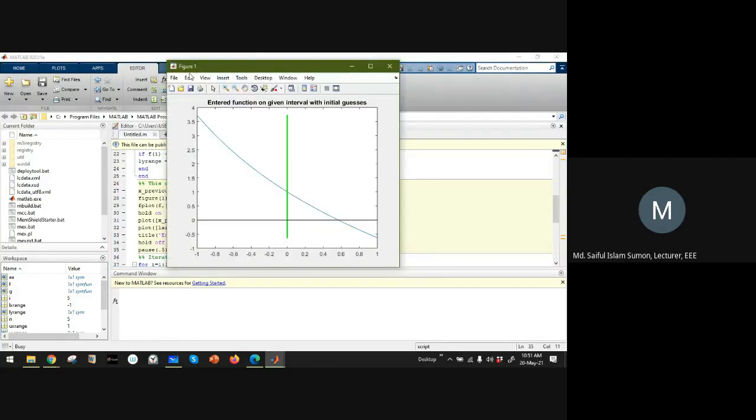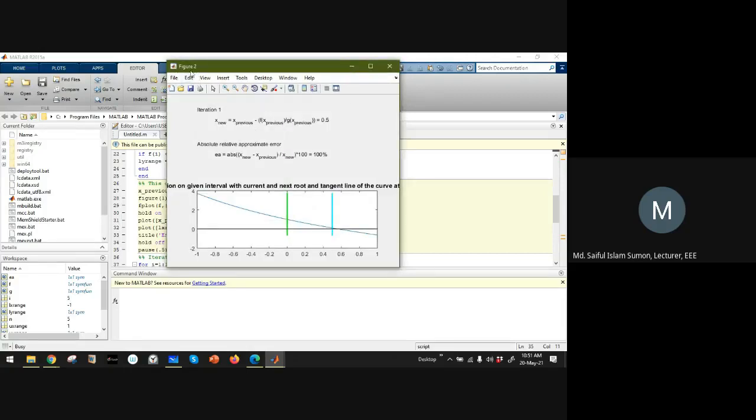So you can see figure 1 is there, and there only we have drawn all these things that have been shown to you right before. So figure 2 in the loop, iteration number 1, X new is this, error is this. You can see the green one is X new, the other one is X previous and X new.